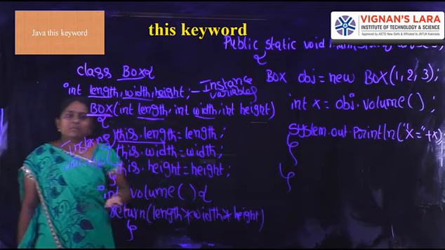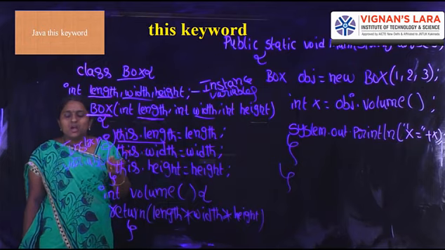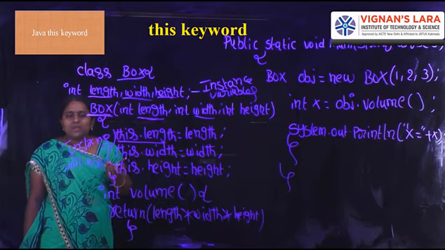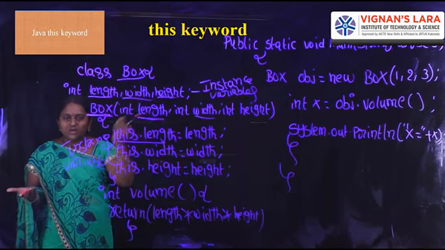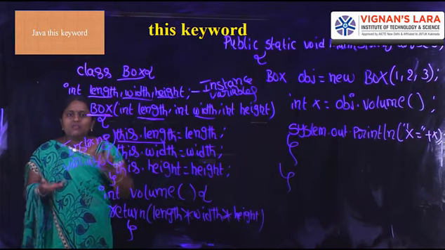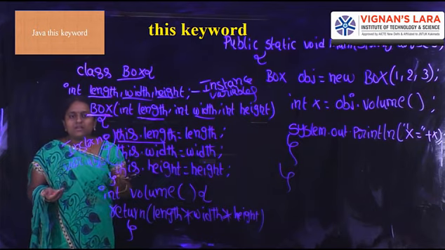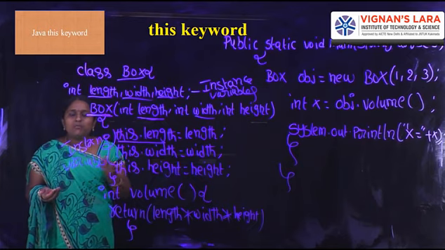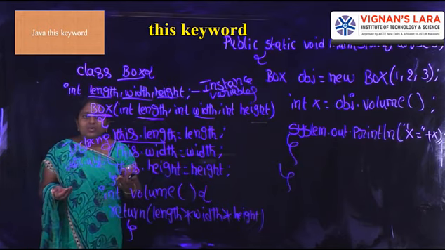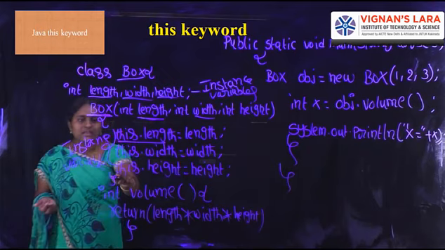Whenever the instance variable names and the parameters of our constructor have the same names, the compiler gets ambiguity about which variable is local to the constructor and which one is the instance variable. So we can remove the ambiguity and separate instance variables and local variables with the help of the this keyword. This represents instance variables of the current object. Here I am closing the constructor body.